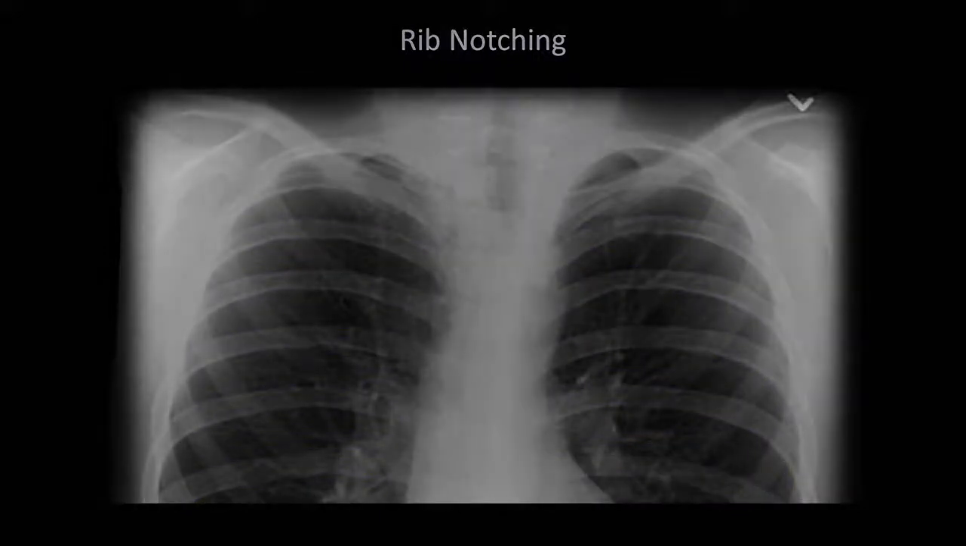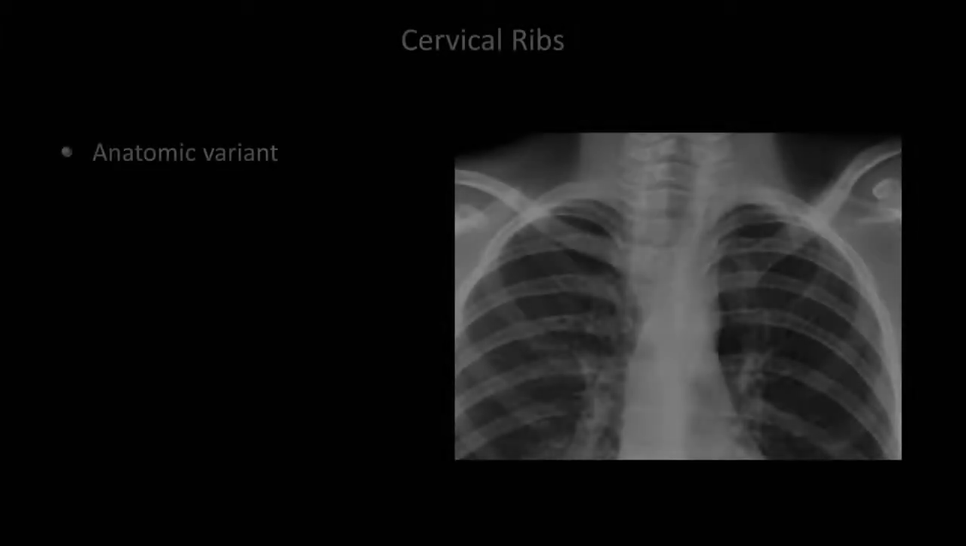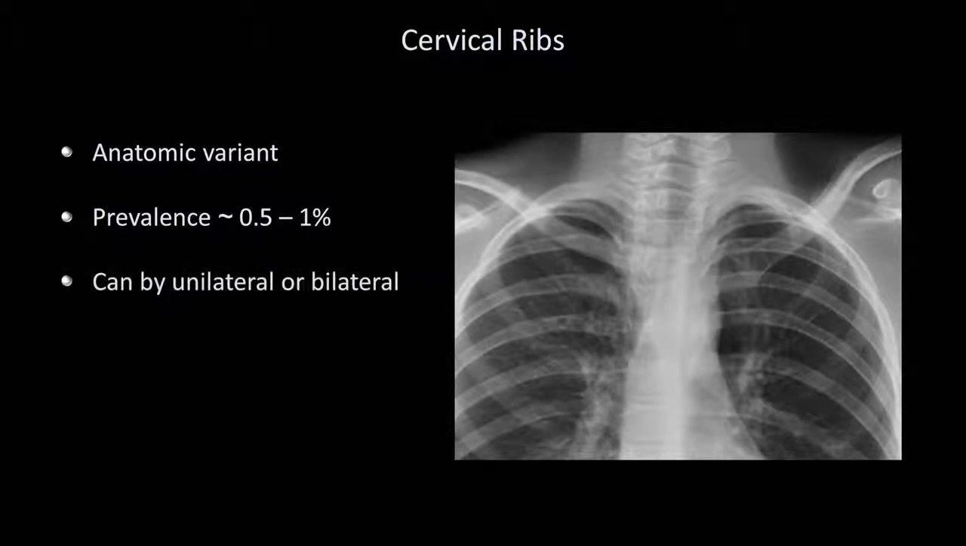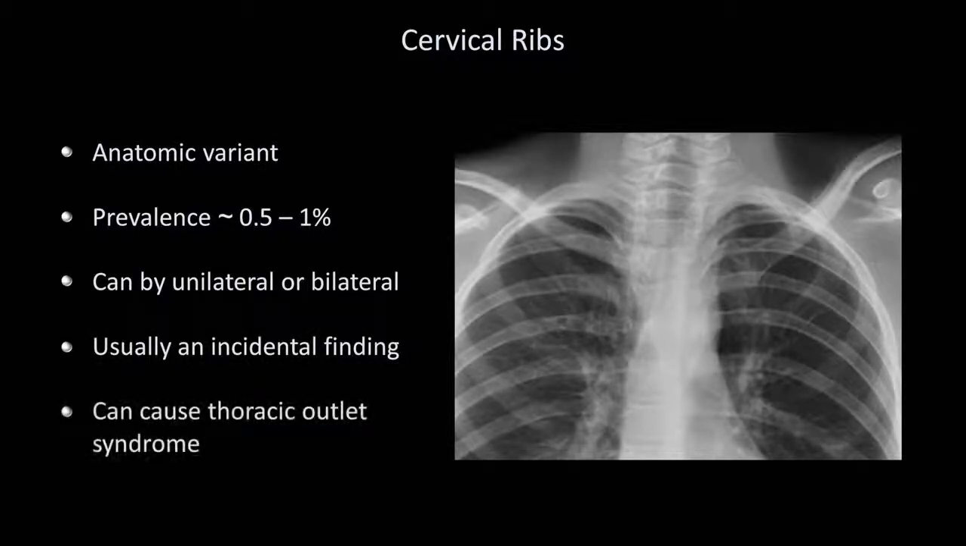Before leaving the bones, there is one anatomic variant I'd like to mention because it's relatively common and can be very confusing to understand if its existence is not already known to you. It's something called a cervical rib, in which an extra rib arises from the seventh cervical vertebrae. The overall prevalence is usually cited in the neighborhood of 0.5 to 1%, with a greater prevalence in women than men. Cervical ribs can be either unilateral or bilateral. They are usually identified as an incidental finding, but can cause thoracic outlet syndrome by compression of vascular structures and/or the brachial plexus.